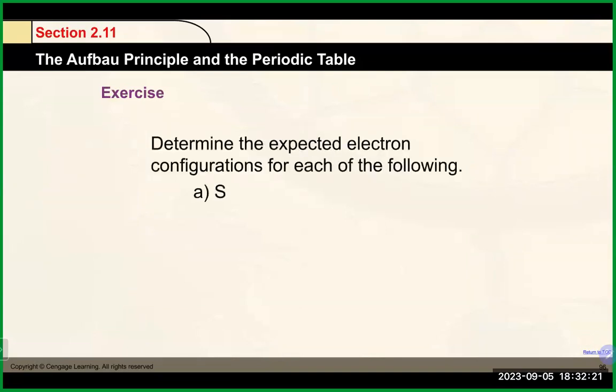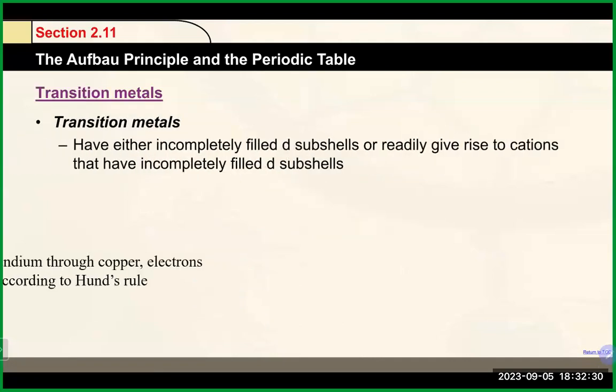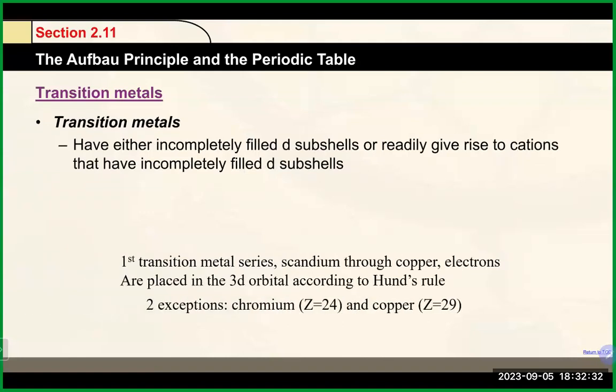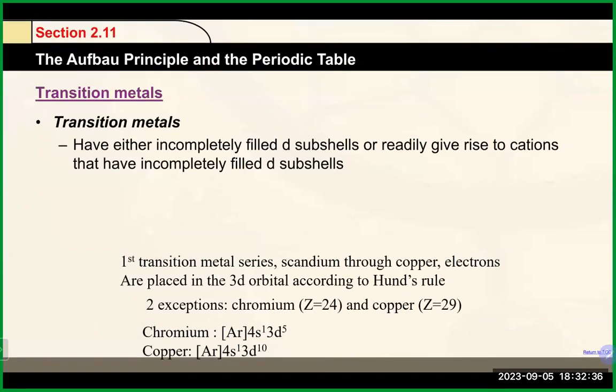All right, we did a bunch of practice, so we're going to skip these and talk about the transition metals, which will hopefully answer your question. Transition metals have incompletely filled d subshells, or they give rise to cations that have incompletely filled d subshells. There are several exceptions in the transition metal region that you should be aware of.